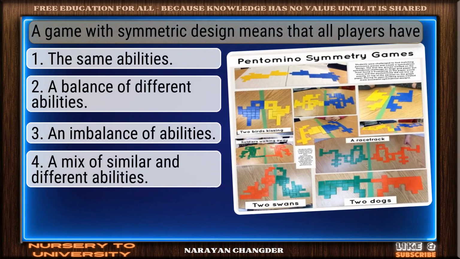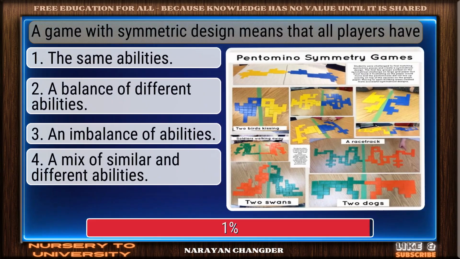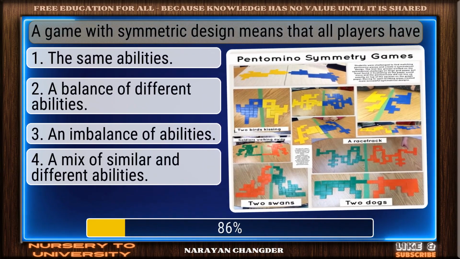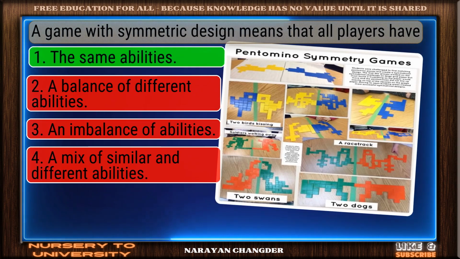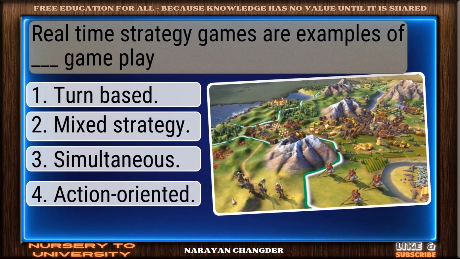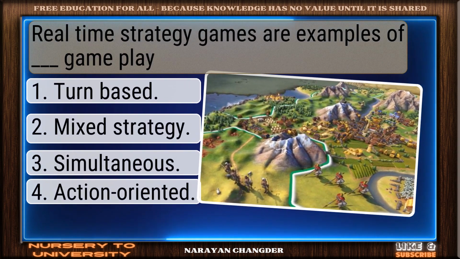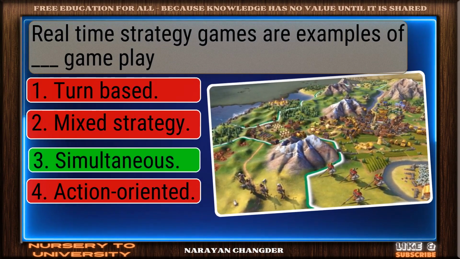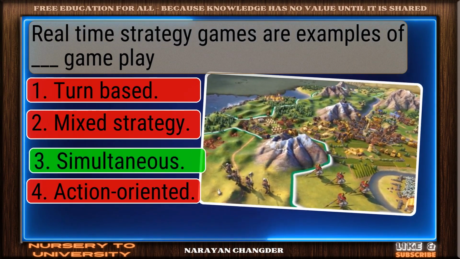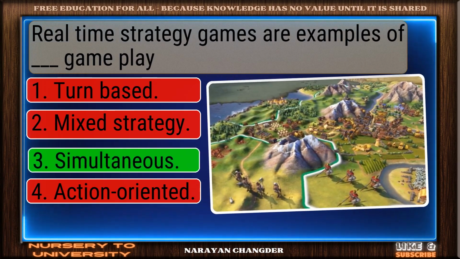A game with symmetric design means that all players have. Nice work. You chose the same abilities and it is correct. Real-time strategy games are examples of dash gameplay. Nice selection. Simultaneous is the correct and valid answer.